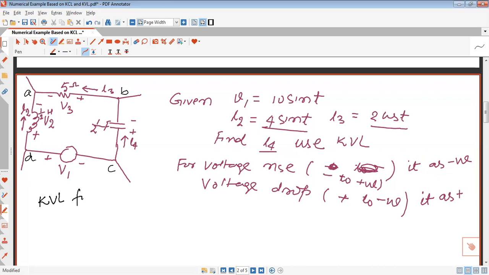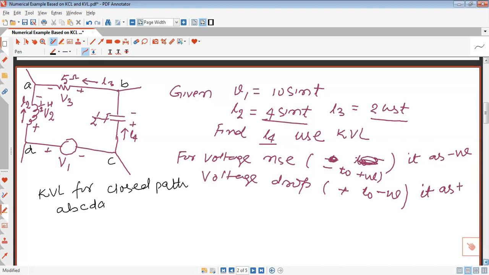KVL for a closed path. For the closed path A, B, C, D, A, I am taking A, B, C, D, A. You can take A, D, C, B, A. The answer will be the same, either clockwise or anti-clockwise. So I am going to take it as clockwise.